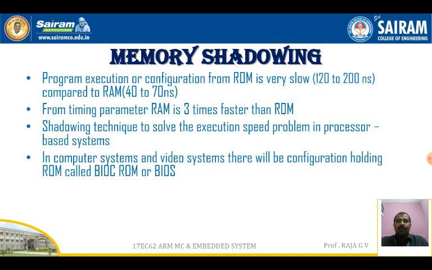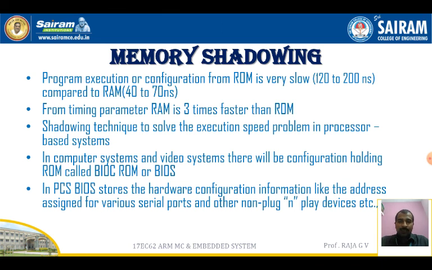We know that RAM is volatile in nature, so it cannot hold the information. Whenever a power failure occurs, it will vanish. But the ROM can hold it permanently. But for high performance, it should be accessed from the RAM instead of the ROM, because program execution is very fast in RAM compared to ROM. For the timing parameter only, we copy the content into the RAM, because RAM is 3 times faster than the ROM. The shadowing technique is nothing but a solution to the execution speed problem in processor based systems.